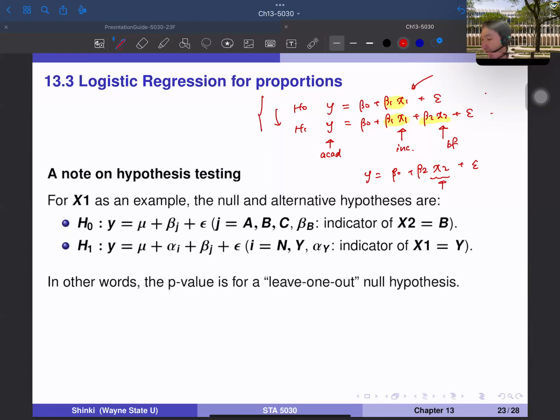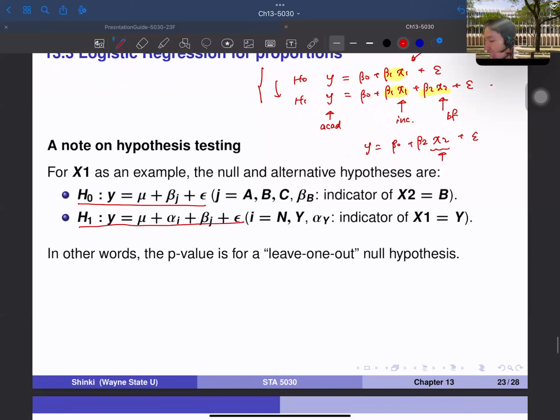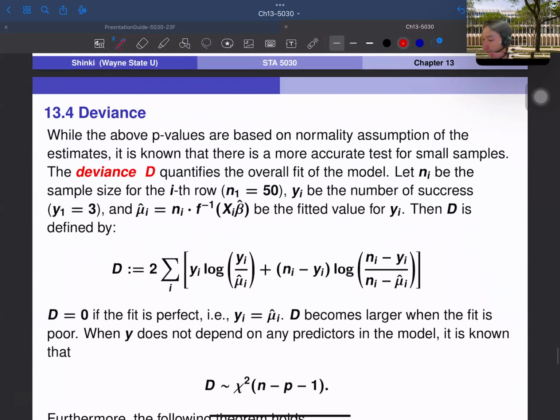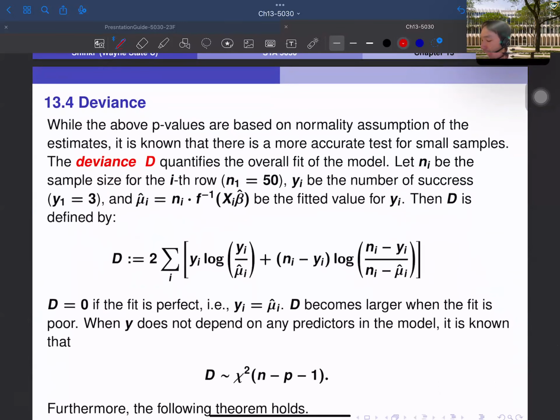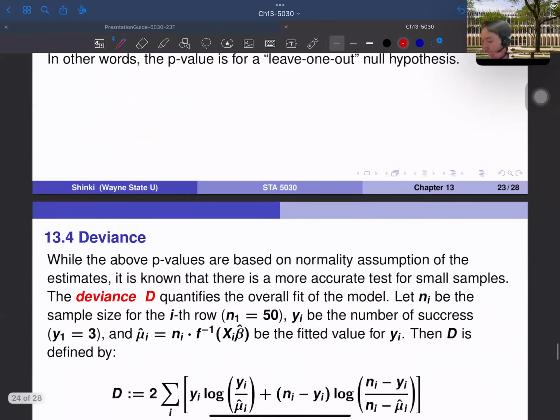And we want to do the same thing for logistic regression as well. So H0 is y equals mu plus beta j plus epsilon, and H1 is y equals mu plus alpha i plus beta j. So we want to see if alpha i really matters for y. Then we can do the so-called deviance test.